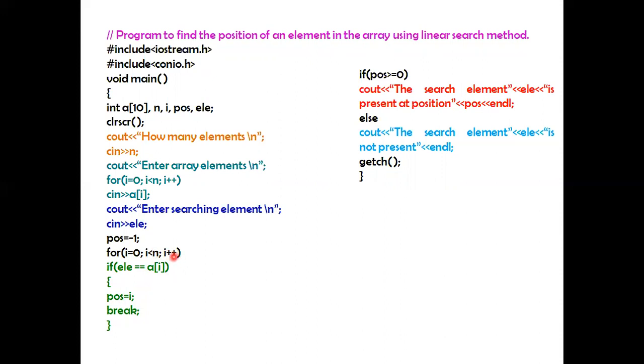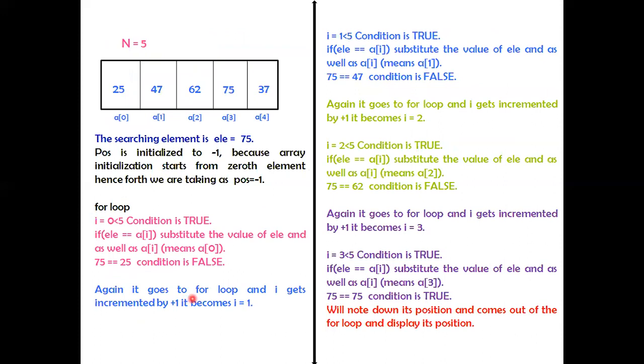Suppose when the given condition is false, again it goes to the for loop and i gets incremented by 1. Last time i was 0. This time 0 plus 1 is 1. Again 1 is less than 5. Of course the condition is true. If element is equal to a of i, I need to substitute the value of element and a of i. A of i means a of 1. So is 75 equal to 47?